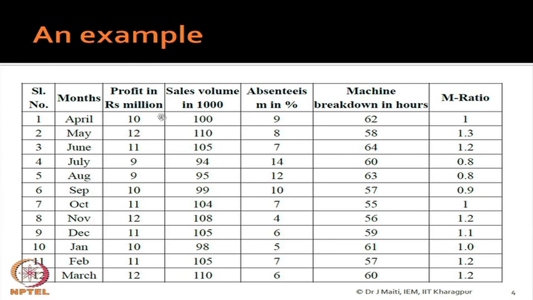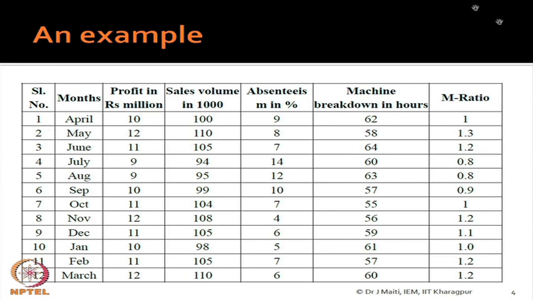If you sell more, your profit may be more, and if your profit is more, you are financially healthy. Another issue is absenteeism. If you are paying substantially and taking care of the well-being of the employees, absenteeism will be less. And if you are maintaining the health of the process, here we are saying machine, your machine breakdown will be less. And if you are able to coordinate with the customer as well as your supplier, your M ratio, that marketing ratio, which is related to the customer, will be high.